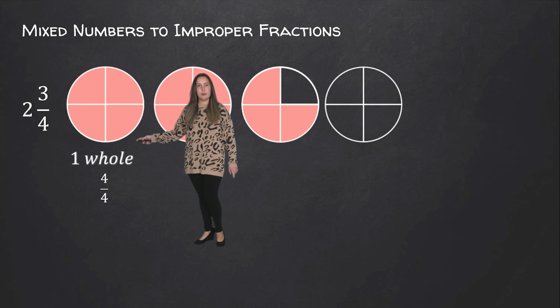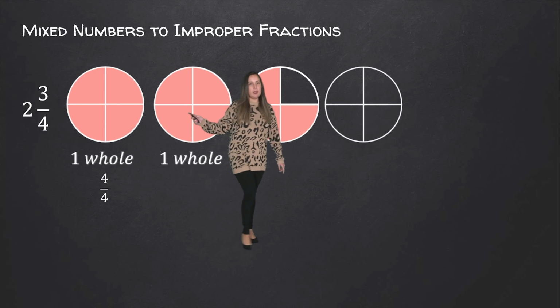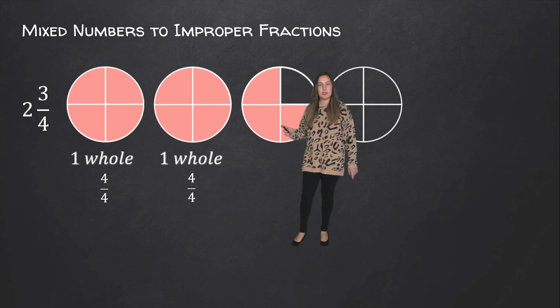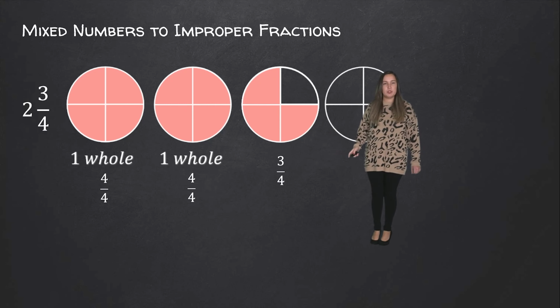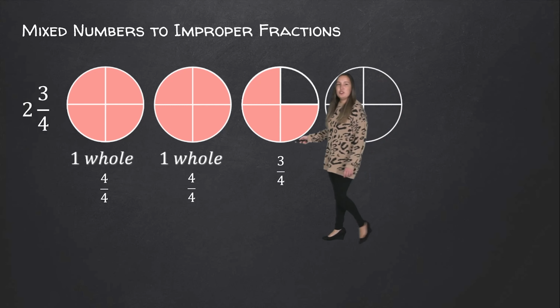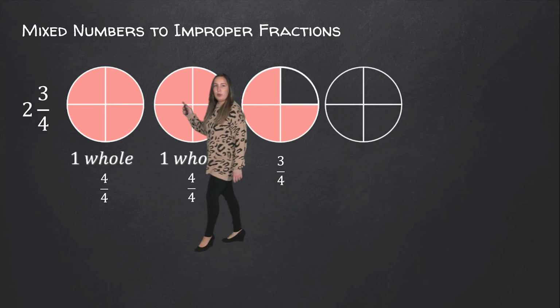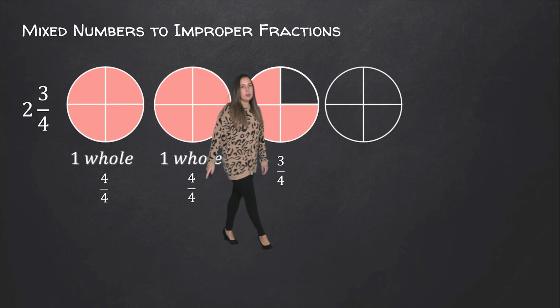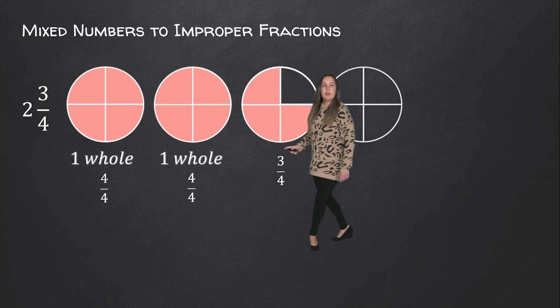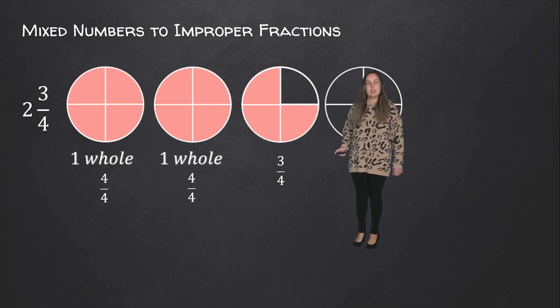And here we have a whole circle shaded in, so 4 out of 4 pieces. Here we have another whole, 4 out of 4 pieces. And here we have 3/4, which is 3 out of 4. So 3 over 4. And essentially, in order to write this as an improper fraction, we could go ahead and add our fractions. 4 over 4 plus 4 over 4 plus 3 over 4 is equivalent to 11 over 4.